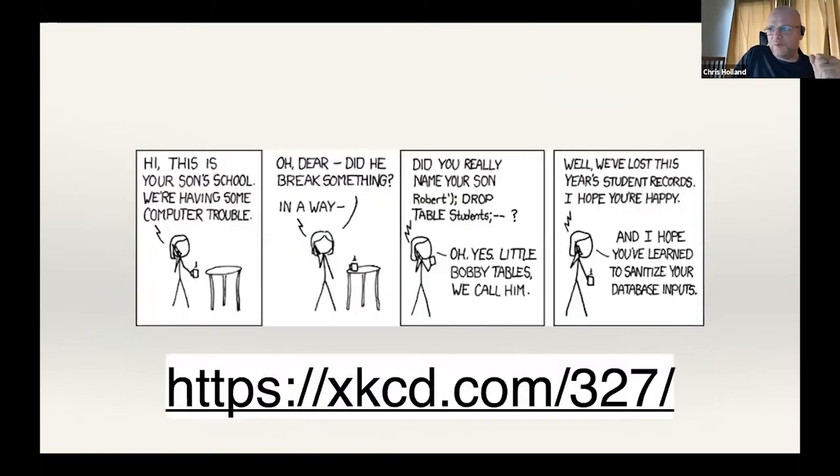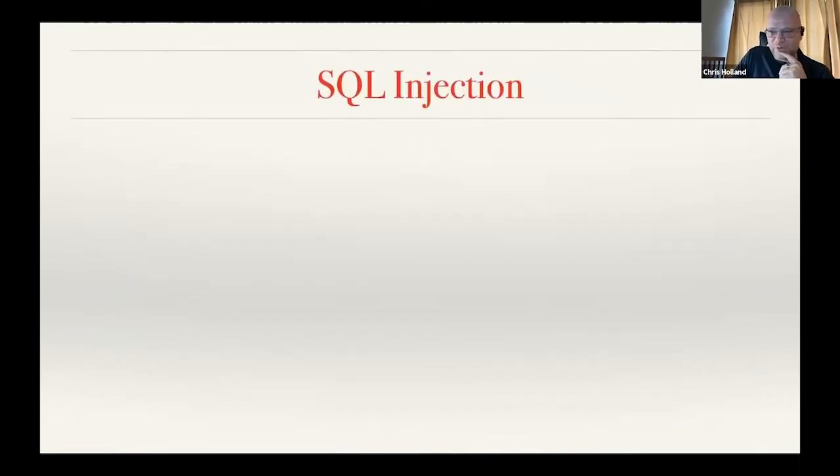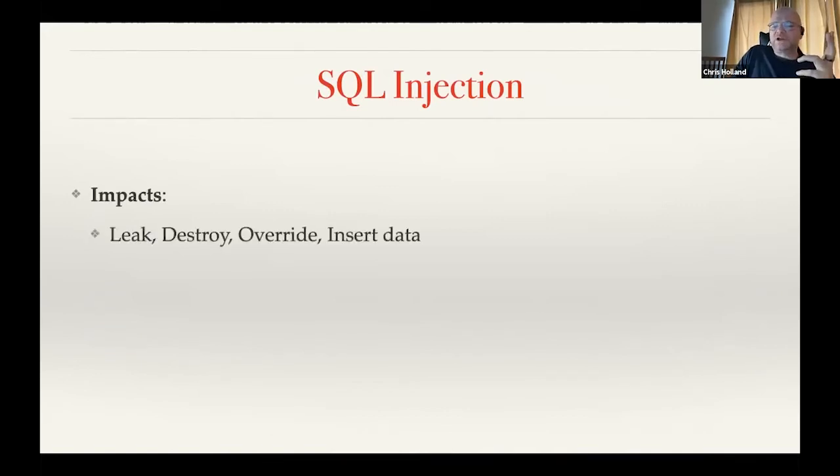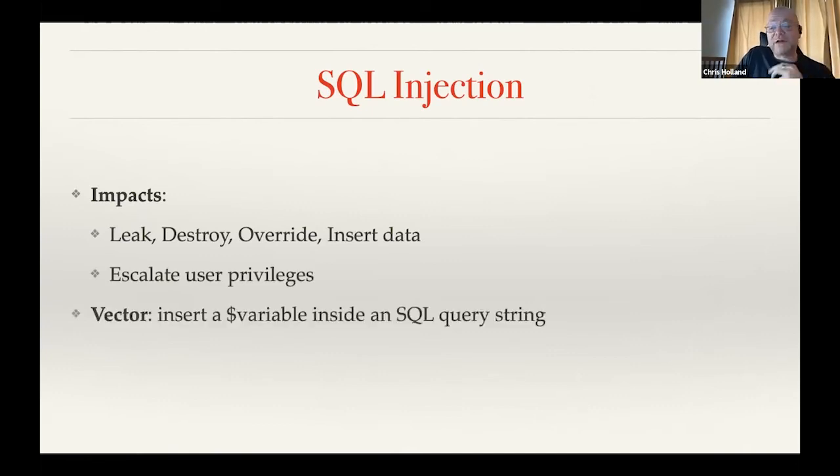So for those of you who've been around for a while, there's this old school XKCD comic. It's called Bobby Tables. I'll spare you it, but you can look at it later. The old Bobby Tables joke. So the impact of an SQL injection is you can leak, destroy, override, or insert data. You can escalate user privileges. There are a lot of things that you can do.